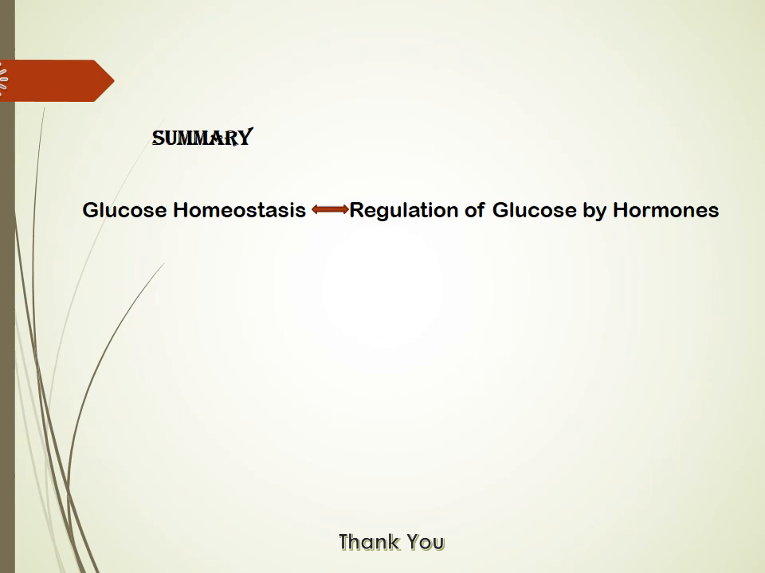In a nutshell, glucose homeostasis is the hormonal regulation where insulin, glucagon, epinephrine, thyroxine, glucocorticoids, growth hormone and ACTH come into action.